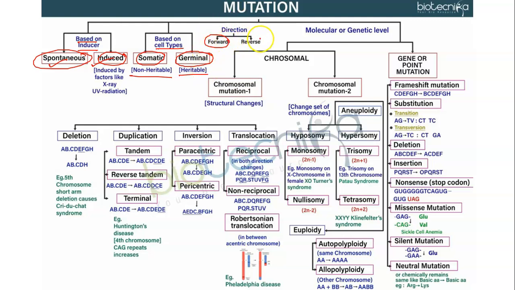Then whether the mutation occurs in the forward direction or reverse direction is another way of classifying mutation. Then whether the mutation is occurring at the chromosomal level, in a gene, or is a point mutation. If it is in a chromosome, there may be a structural change or a change in chromosome number. Structural change can happen because of deletion of a region, inversion, duplication, or translocation. Similarly, changes in chromosome number can occur. And if it is occurring in a gene, it may be a deletion, an insertion, a missense mutation, a silent mutation, or a substitution.